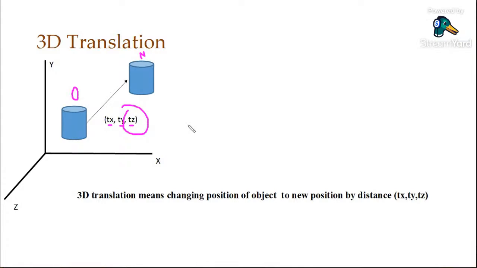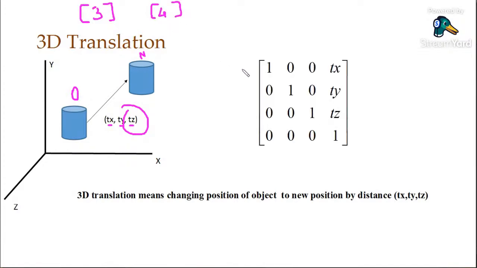So we will have the matrix. In case of 2D, the matrix is 3 by 3, right? But in case of 3 dimensions, the matrix will be 4 by 4, right? Matrix will be 4 by 4. So this is the matrix you can see.